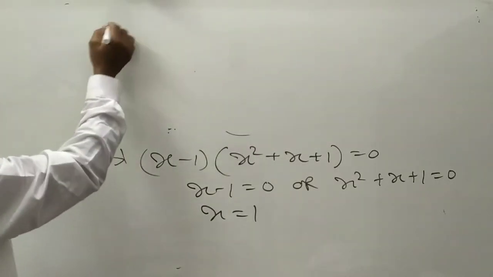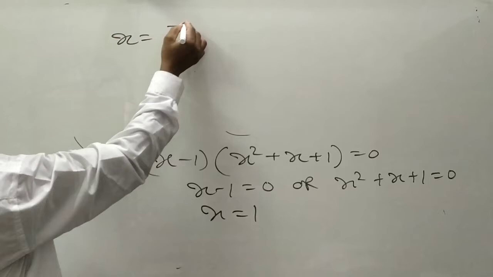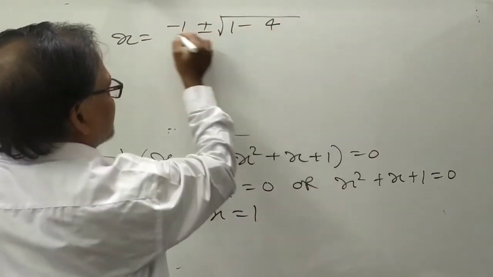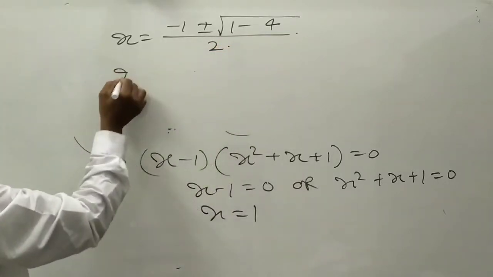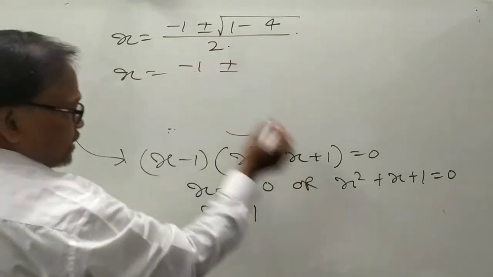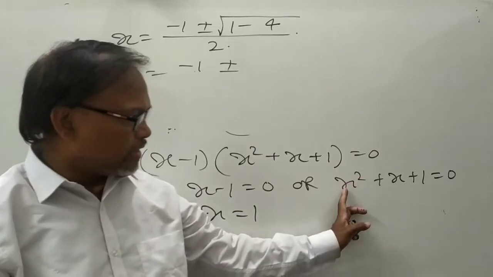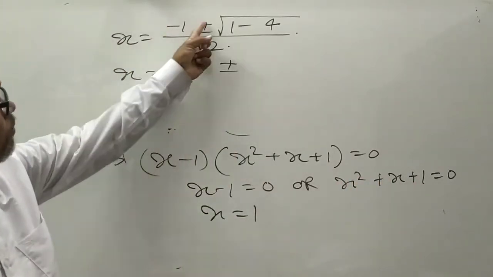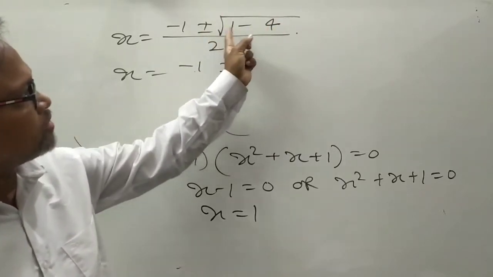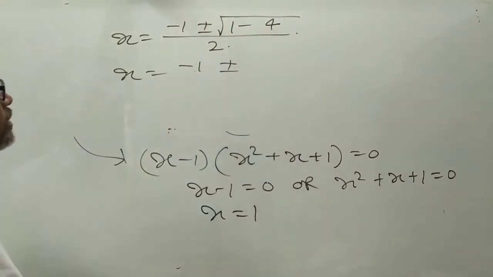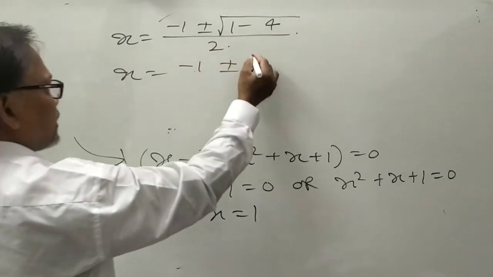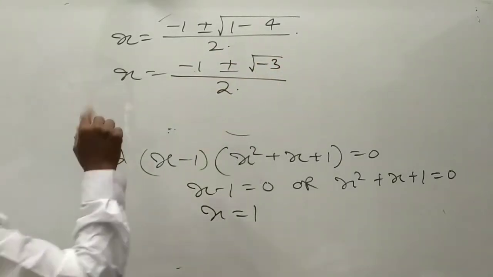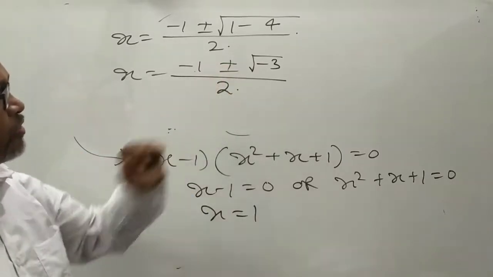So using Shridharacharya, you will get minus 1 plus minus under root b square minus 4ac upon 2. Why? Because a is equal to 1, b is equal to 1 and c is equal to 1. So minus b plus minus under root b square minus 4ac upon 2a. So you will get minus 3 upon 2. So there are the two values, one with plus sign and one with minus sign.